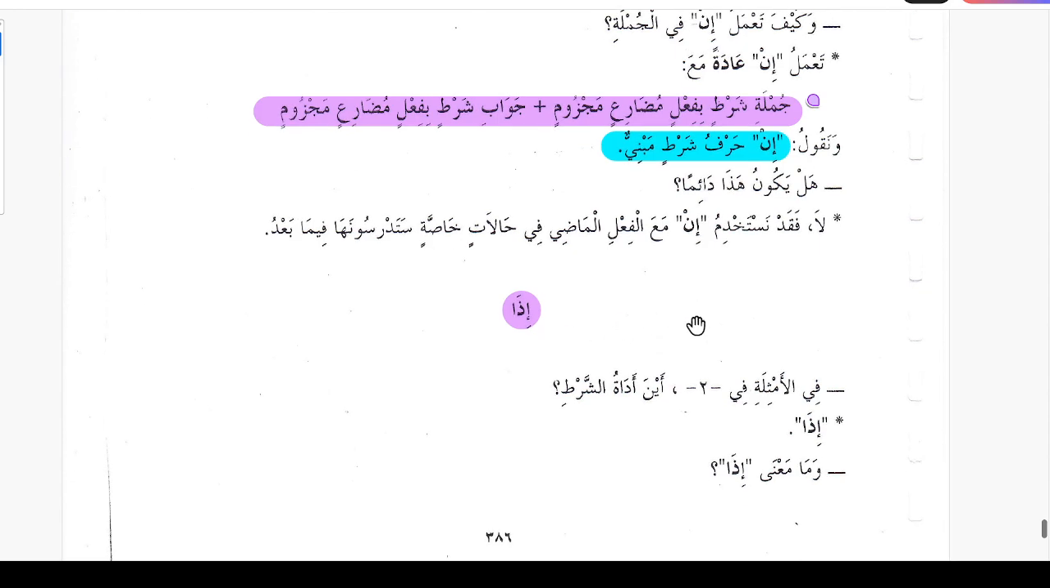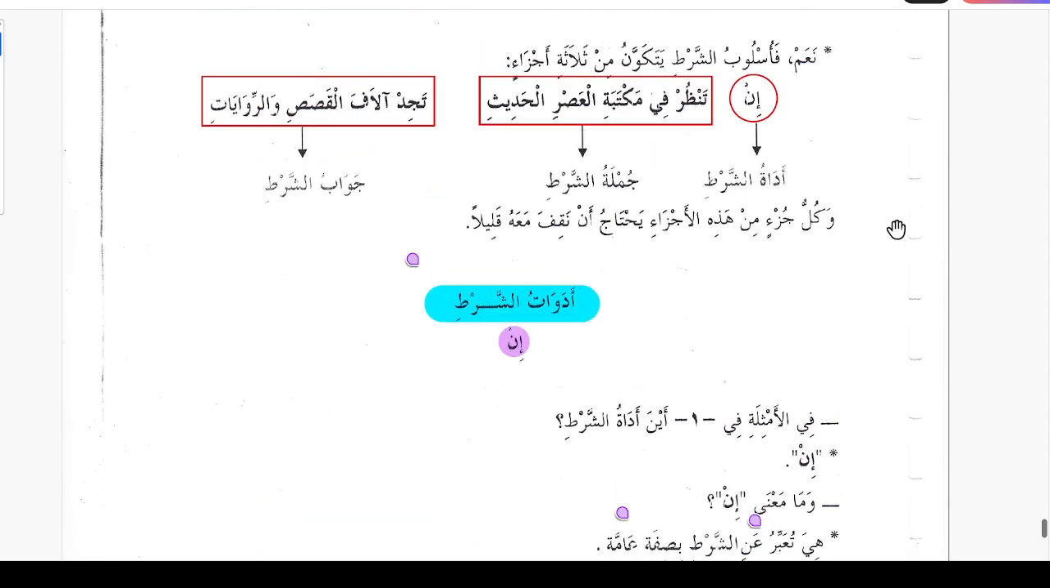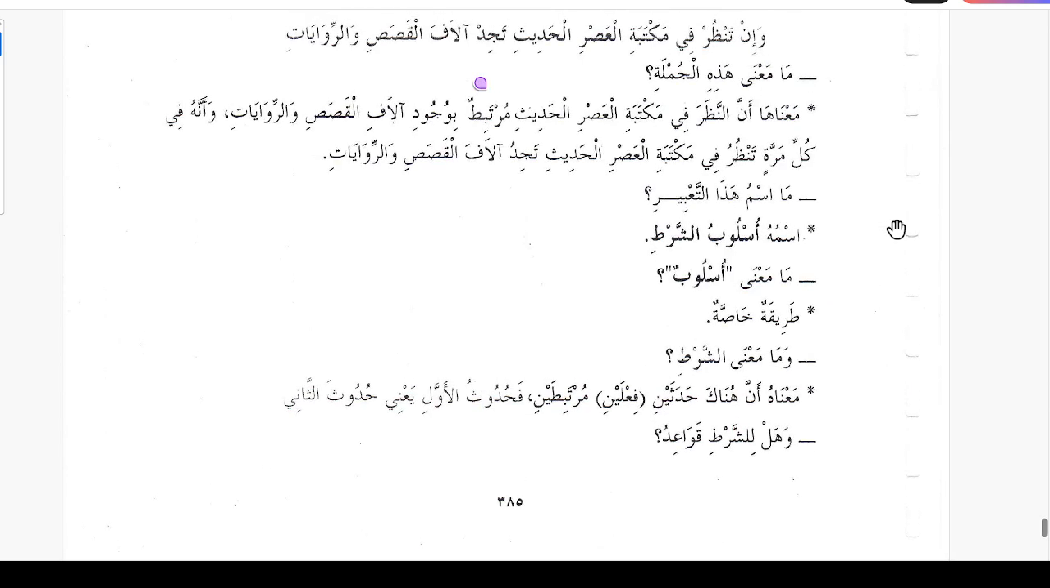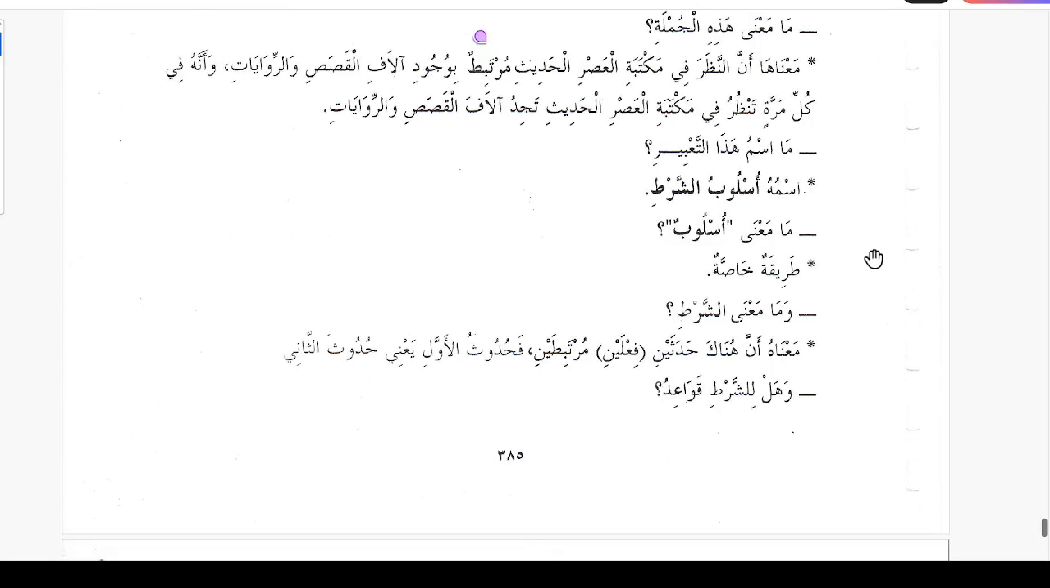Now the next one is iza. Iza is another tool to make a condition, and that is example number 2. Wa iza aradna aradan sabitan wasta hazal muhitin nahai waqafna indal Qurani: if we want a solid, stable land in the middle of this limitless ocean, we stop by the Quran. So now, starting from iza, we're going to study about iza.